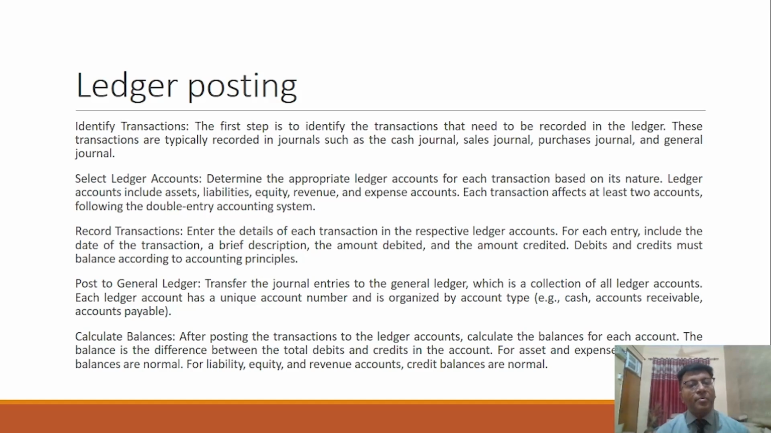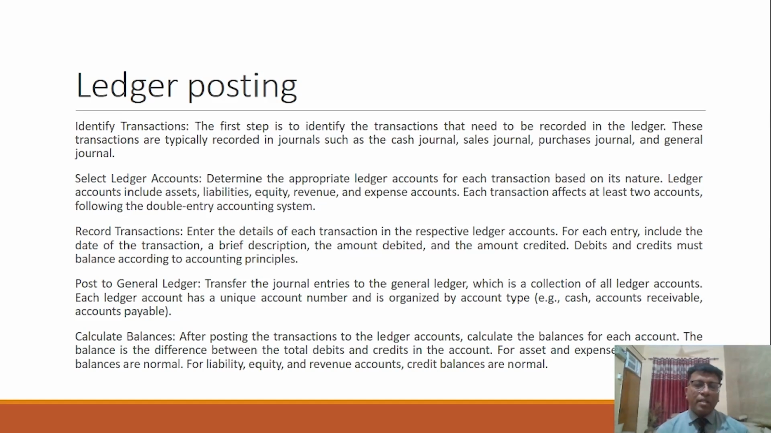These transactions are typically recorded in journals such as the cash journal, sales journal, purchase journal, and journal proper. So the very first thing is identifying the transaction that you are going to post from journal to ledger. The second step would be selecting ledger accounts. It means you have to open the different heads in the name of accounts. So determine the appropriate ledger accounts.